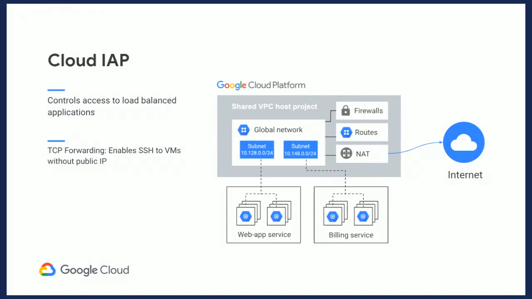So in order to be able to SSH without having to assign a public IP to your VMs, you can now use Cloud IAP. We talked a little bit about IAP, or Identity-Aware Proxy, in the context of global load balanced applications. The functionality of IAP is now extended to also do TCP forwarding, so that you can specify IAM policies on who has SSH access to your VMs, and then you can SSH to the VMs using Cloud IAP TCP forwarding. What that does is it wraps the SSH connection inside HTTPS, and then using TCP forwarding, it sends that to the backend VM.